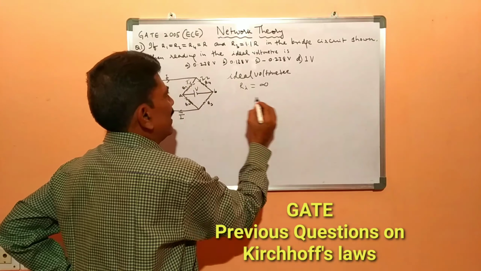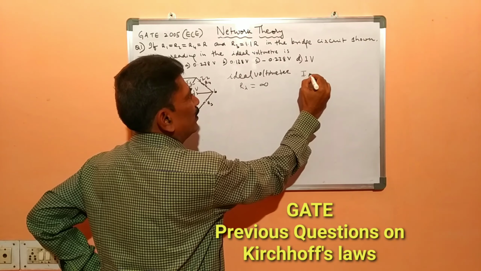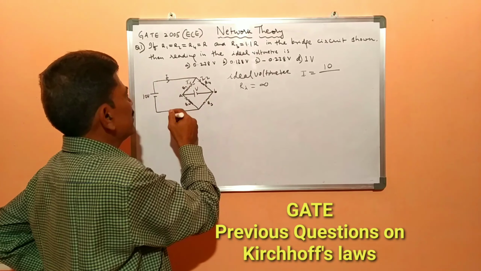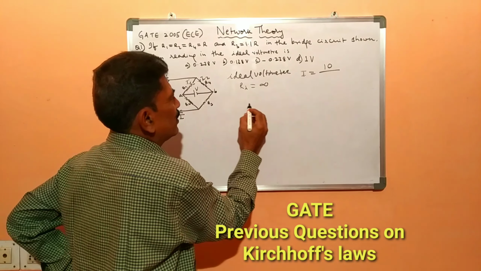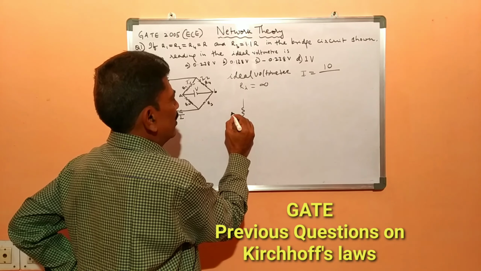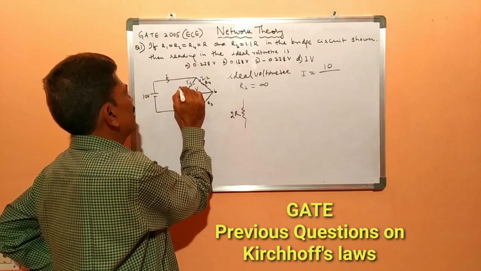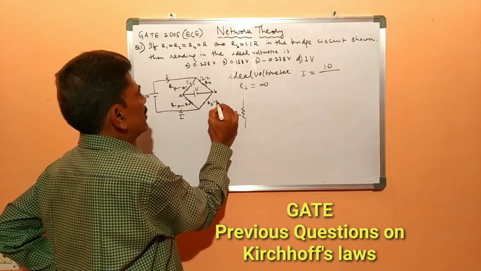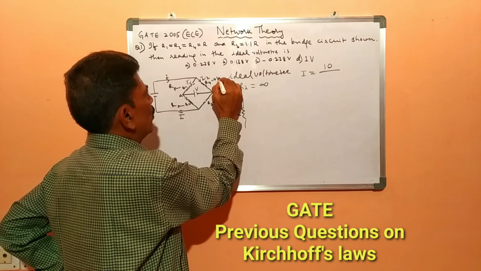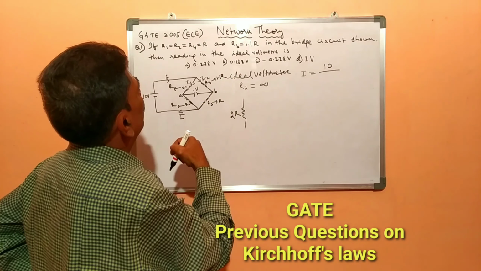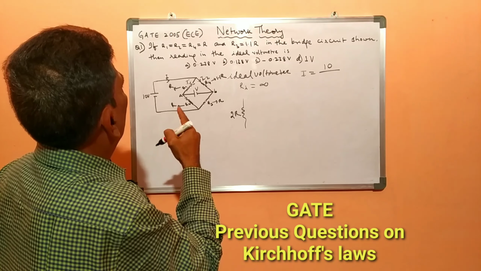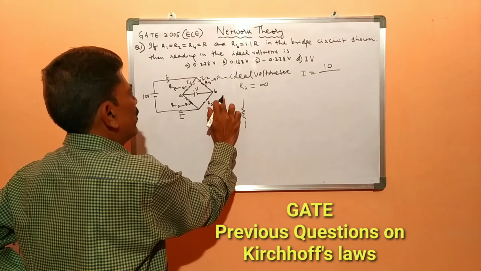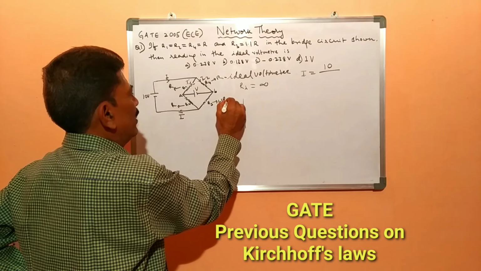Now let us find I. I is equal to the supply voltage 10 divided by the total resistance. R1 and R2 are in series, so it is 2R, since R1 is R and R2 is also R. R4 is R and R3 is 1.1 R.